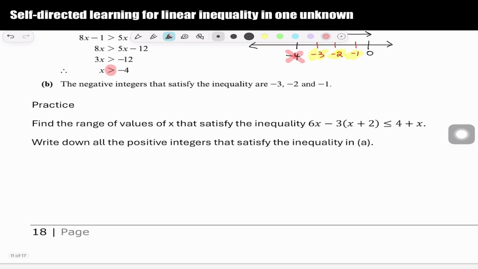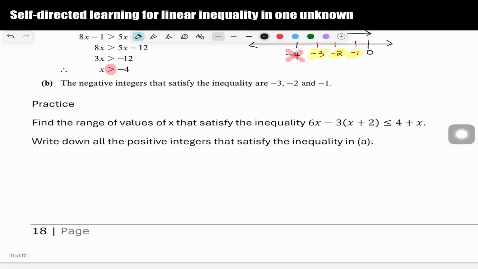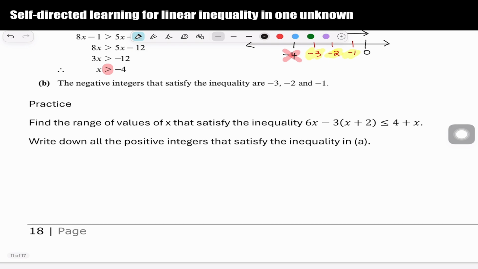For this practice, you can also try to solve it. Once you solve it, just play the video. You will have 6x minus 3x minus 6 less than or equals to 4 plus x. So 3x minus 6 is less than or equals to 4 plus x, and you rearrange the terms. You have 2x less than or equals to 10, and x is less than or equals to 5.